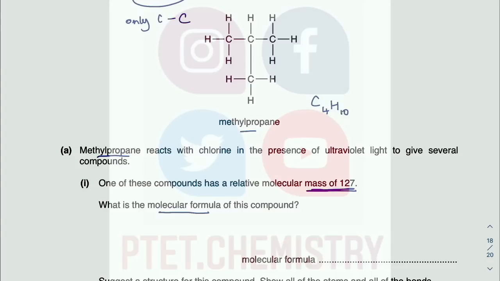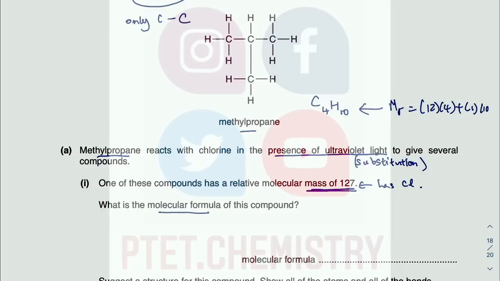Now you do this reaction called substitution. In O level, you do substitution reaction, right? Alkane reacts with UV light. That means this compound has chlorine. It's no longer a hydrocarbon, it has chlorine because you have done substitution. The question is, how many chlorine? This MR is going to be 12 times 4 because there are 4 carbon, and then there's 10 hydrogen, so 10 times 1, so 48, 58.